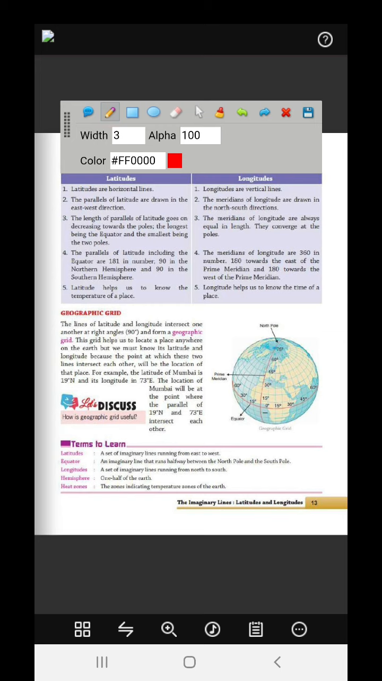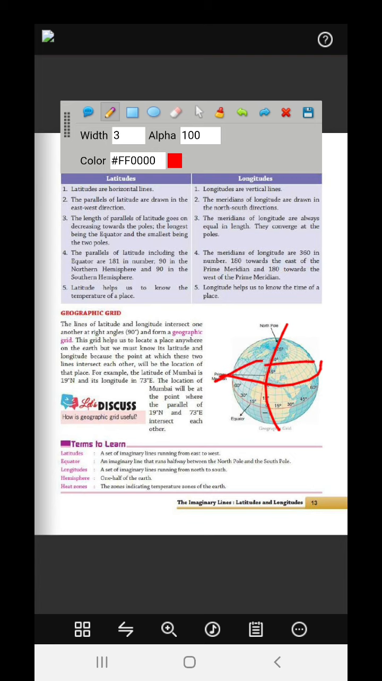Now please learn the differences. Latitudes are horizontal, longitudes are vertical. I showed you: the parallels of latitude are drawn in the east-west direction, and meridians of longitude run north to south. The lengths of the parallels of latitude go on decreasing towards the poles. The meridians of longitude are always equal in length. They converge at the poles. The parallels of latitude, including the equator, are 181 in number, 90 in the Northern Hemisphere and 90 in the Southern Hemisphere. And the meridians are 360 in number, 180 towards the east and 180 towards the west.